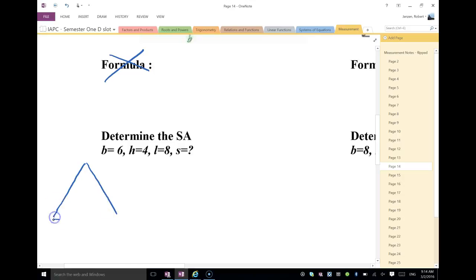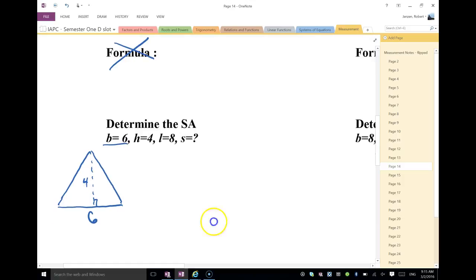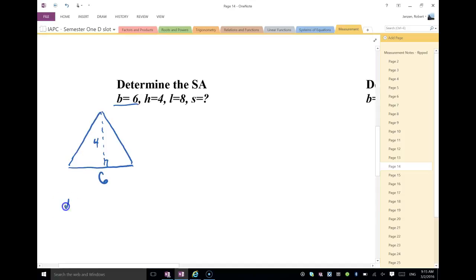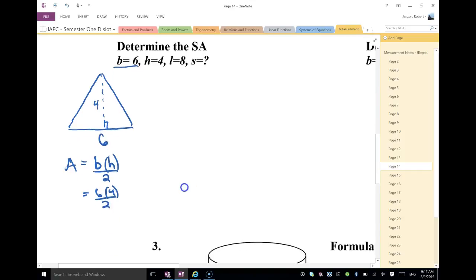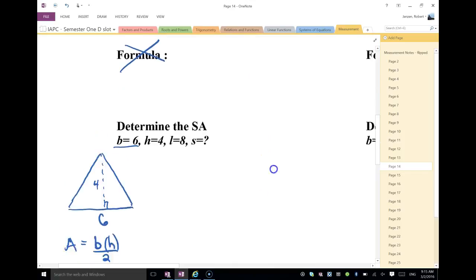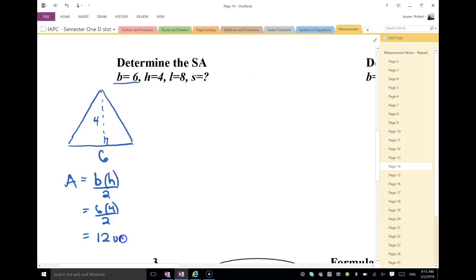We've got a triangle. It tells me the base is 6 right here. It tells me the height is 4. Is that enough to find the area of the triangle? Yep, because area is base times height divided by 2, which is 6 times 4 divided by 2, which is 12. It doesn't give us a unit, so we'll just put units squared.